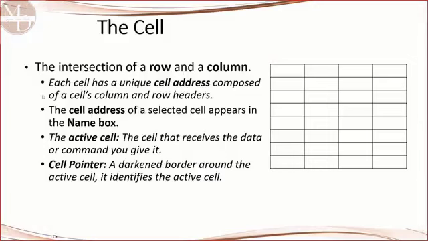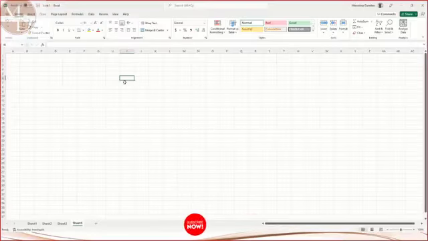Then the active cell is the one that receives your data, and its content is shown in the formula bar. And what is a cell pointer? A cell pointer is the darkened border around an active cell. This is a cell pointer.